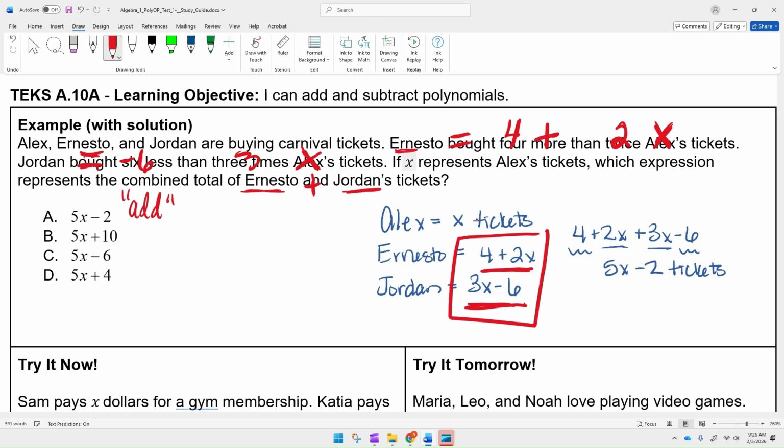Now that we have our 2 expressions, we're told that we're only combining Ernesto and Jordan. We're not combining all of their tickets together, okay? If we were combining Alex, Ernesto, and Jordan, we would just combine like terms of all 3. So again, I'm going to look for my last name in Ernesto.